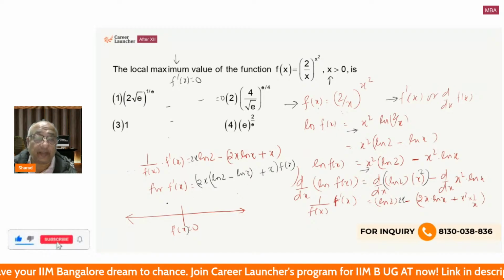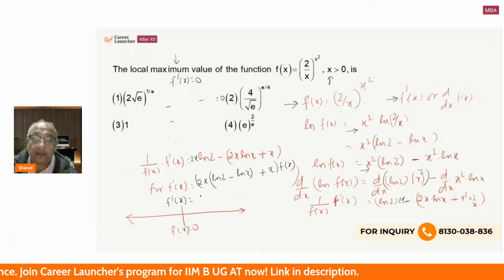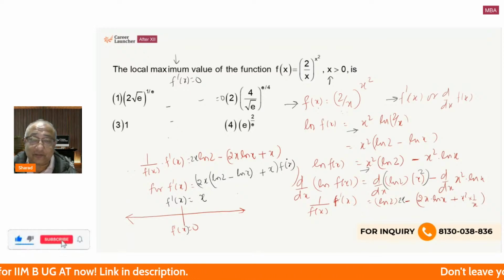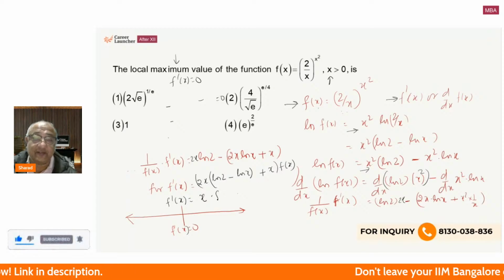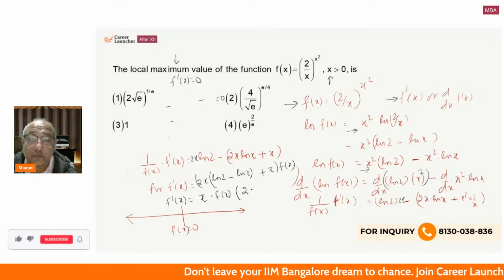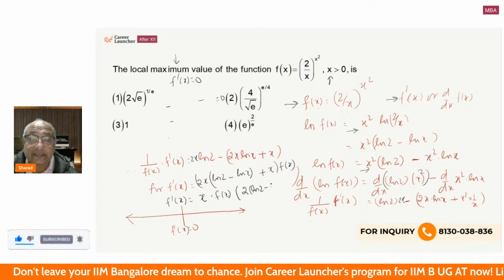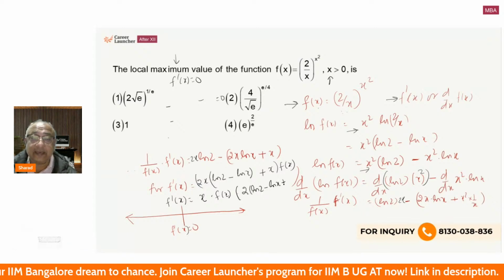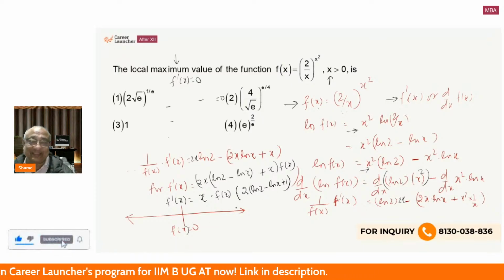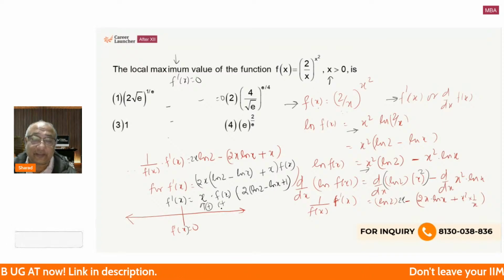f of x. Now please note f dash x, a little bit more computation. I will take x common, so this will become x into f of x, and here I'll get 2 times ln 2 minus ln x plus 1. Wow, now I have got my sum. X cannot be equal to 0. This is positive. This is positive.